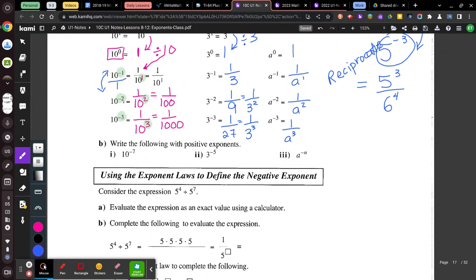So all we need to do to each one of these that we see in the next question on B, it says write them with positive exponents. All you're literally going to do is turn them into a fraction by putting a 1 underneath, and then you're going to flip it. That's all you're doing. Put a 1 underneath and then flip. So now this is going to become 1 over 10 exponent 7, 1 over 3 to the 5th power, and 1 over a exponent n, our generic form, of course.